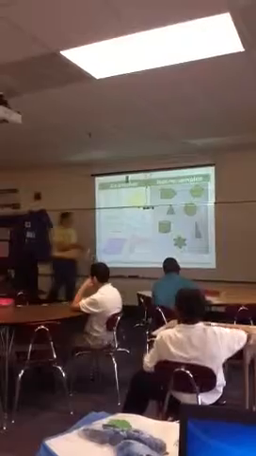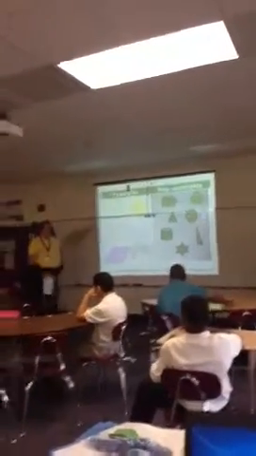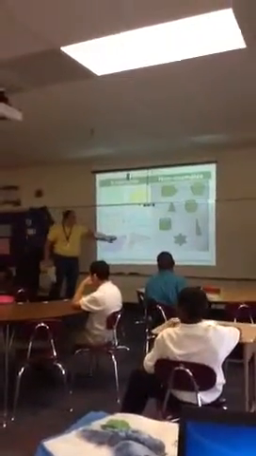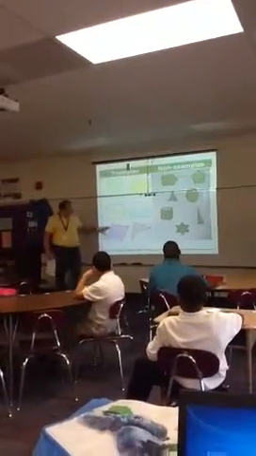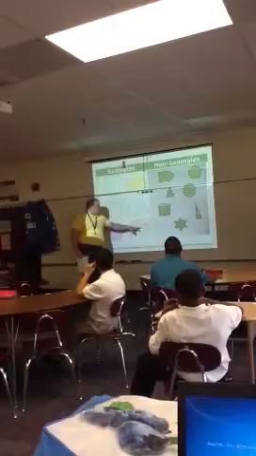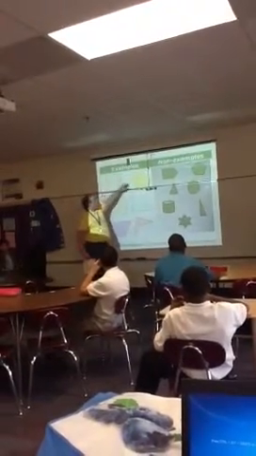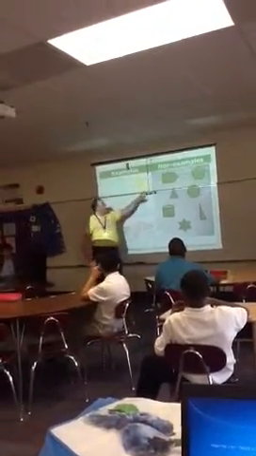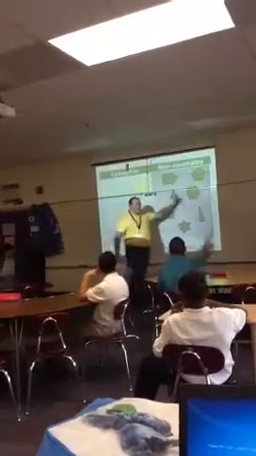Quadrilateral. These are all quadrilaterals because they have four sides. 1, 2, 3, 4. 1, 2, 3, 4. How many sides does each shape have here?